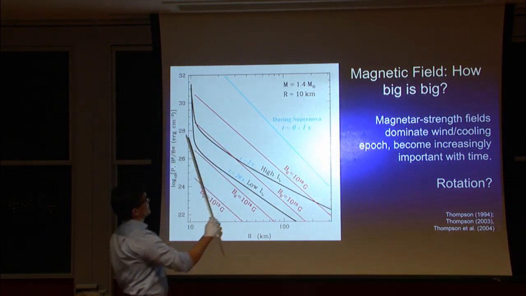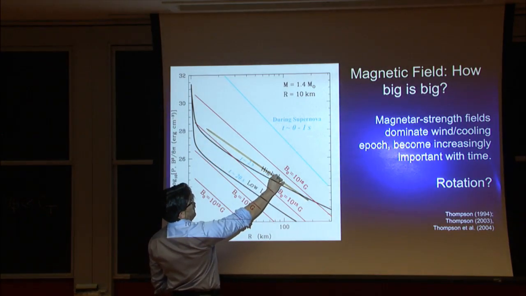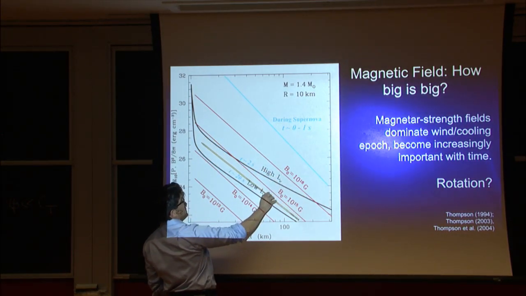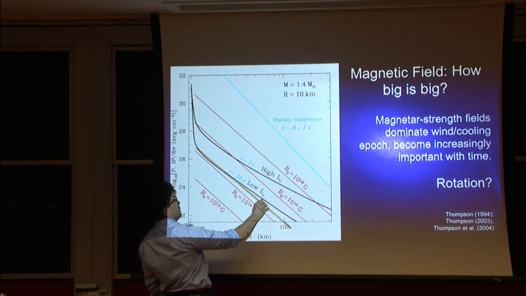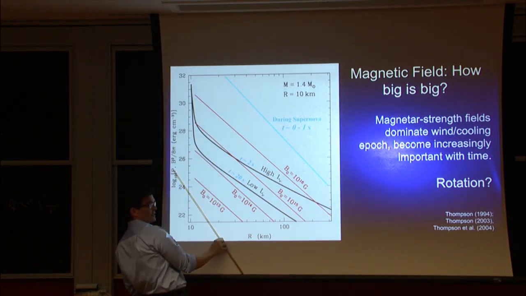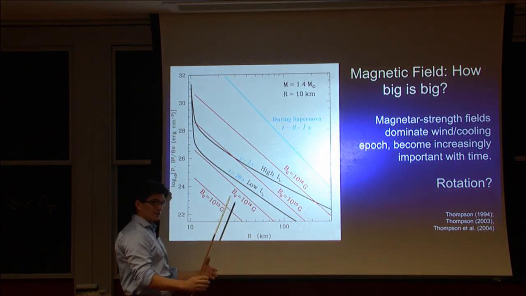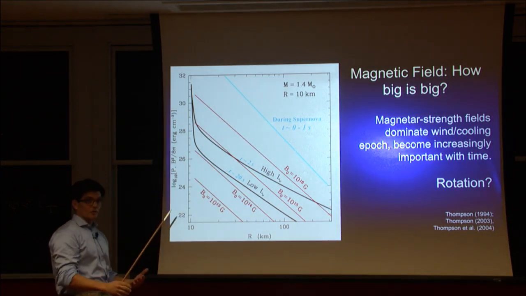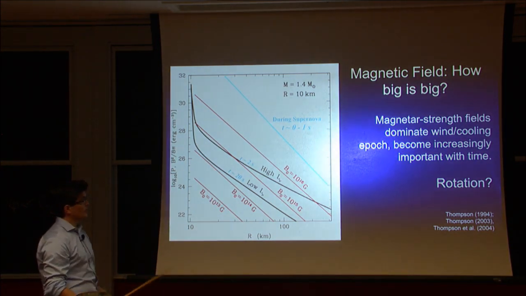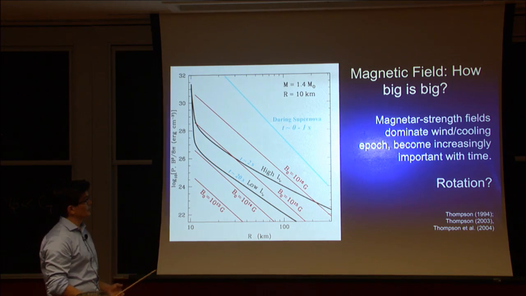And here is the wind at early times, like 2 seconds after the explosion, 3 seconds, 4 seconds, 10 seconds, 20 seconds, 30 seconds, 40 seconds, 50 seconds, 100 seconds after explosion. The pressure profile decreases because the neutron star is cooling. The neutron star is cooling because it's emitting neutrinos, and its luminosity is decreasing and decreasing and decreasing.